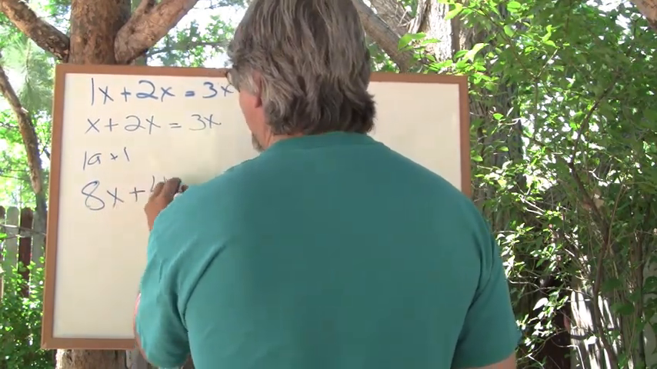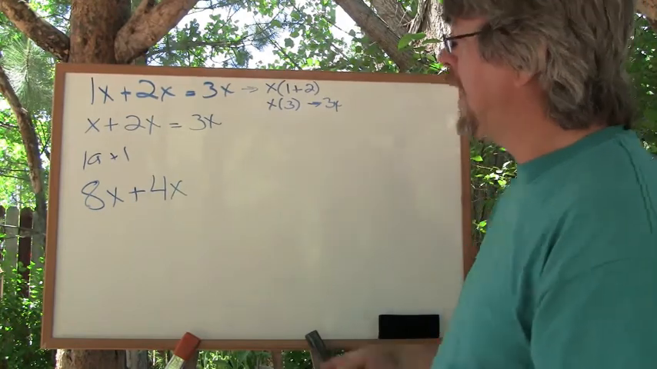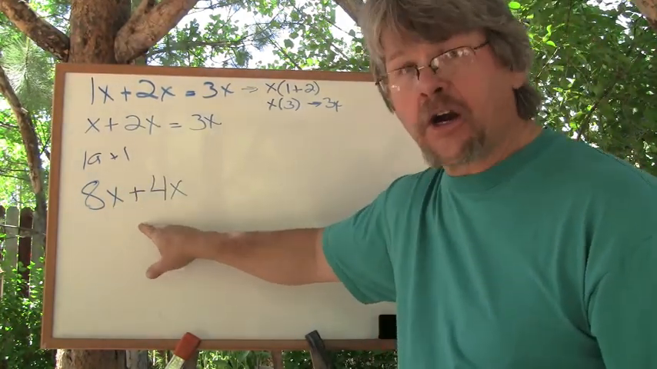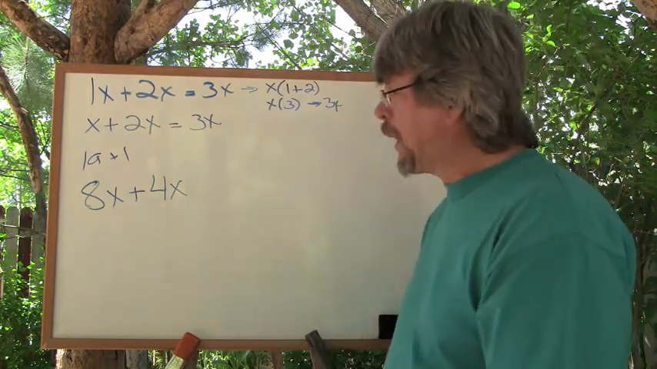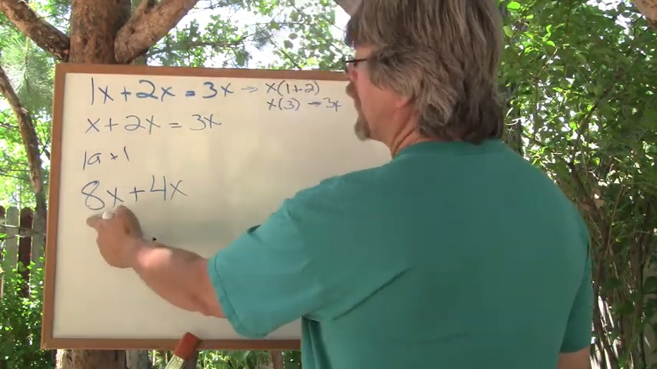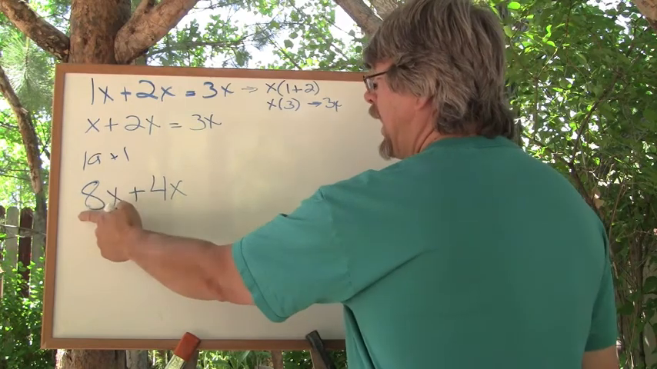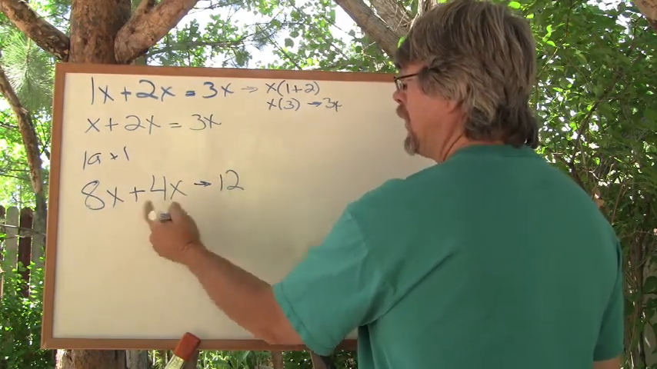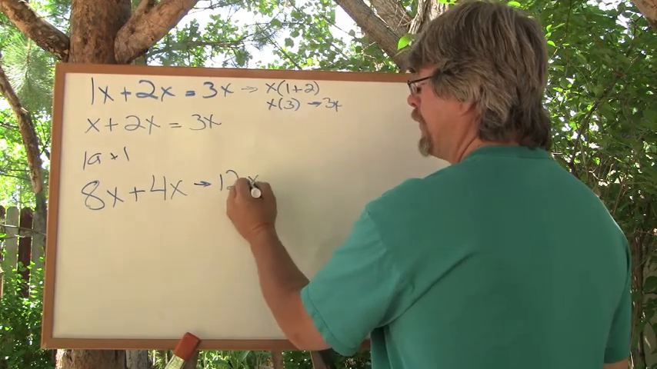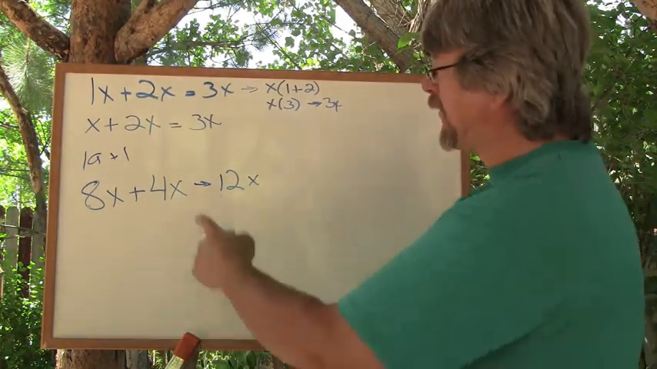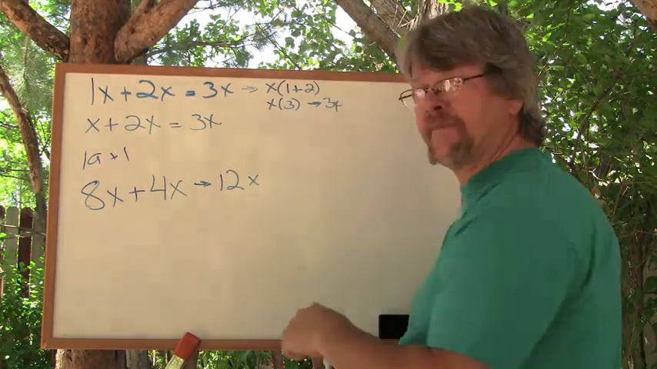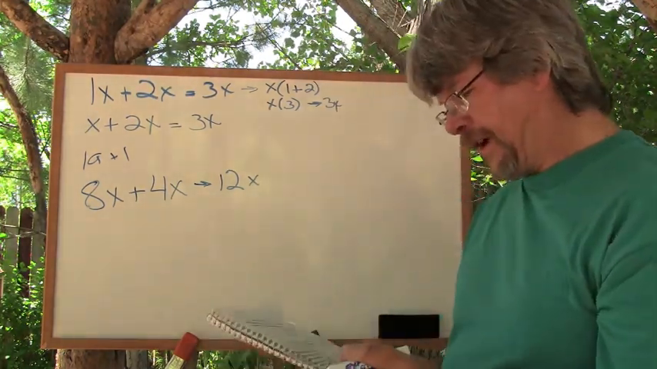8x plus 4x. You look at this and you say, okay, both have the variable, they're both raised to the same power. These are like terms. So how do you add like terms? You add the numerical coefficients. 8 plus 4 is 12x. You don't add the x's to x squared. You're not multiplying. You just keep the same variable. That's 12x.